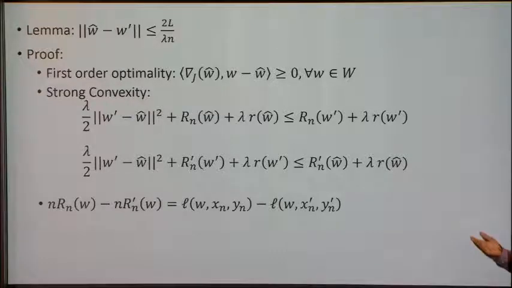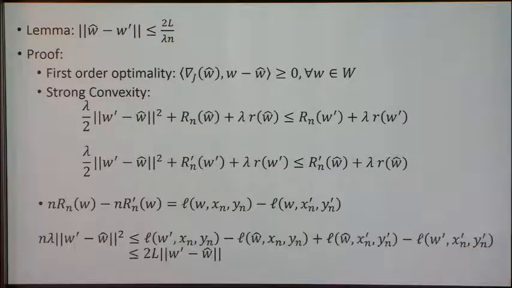But note that because my data sets D and D prime differ in only one entry, Rn W minus Rn prime W is given by exactly this for all W's. So we apply this twice, and that's why this n times lambda times W prime minus W hat squared is bounded by some of these loss functions, and then we use the property that L is Lipschitz, and that will give us this bound. We cancel out W prime minus W hat from both sides, and we show that W prime and W hat differ by at most 1 by lambda n.